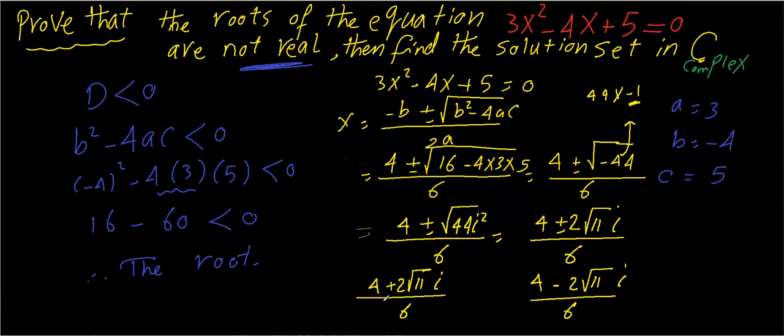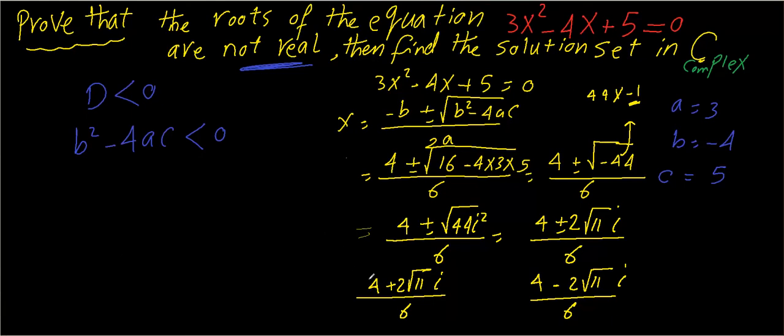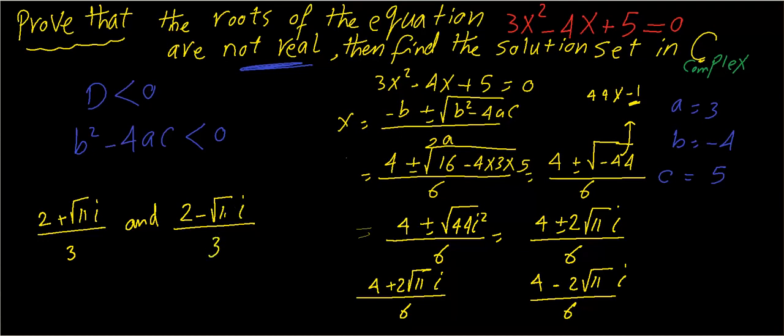We can simplify the two roots, or write the two roots in the simplest form. If you want to put it in the simplest form, you can divide by 2 up and down. That means the first root is (2 + root 11 i) over 3, and the second root is, taking 2 as a common factor from the numerator, (2 - root 11 i) over 3.